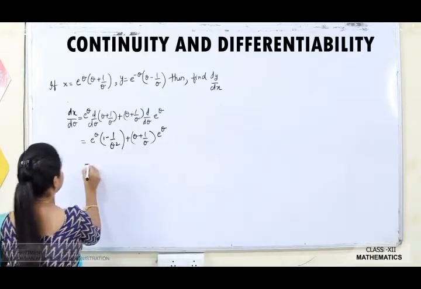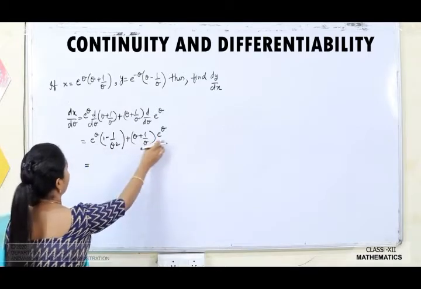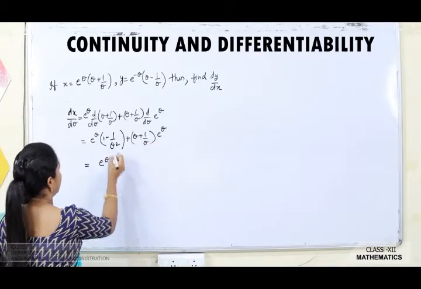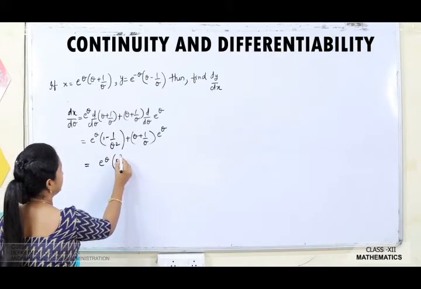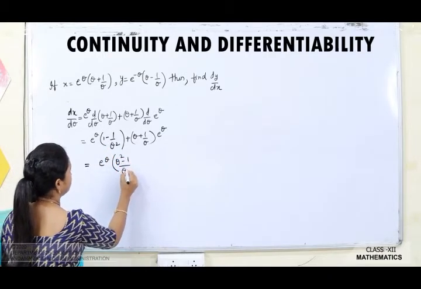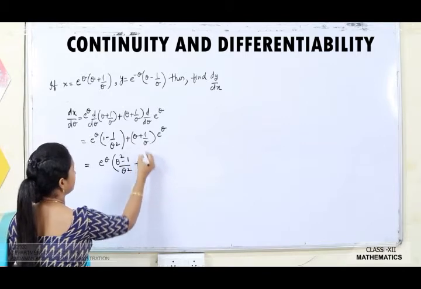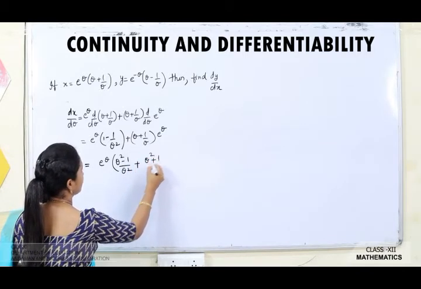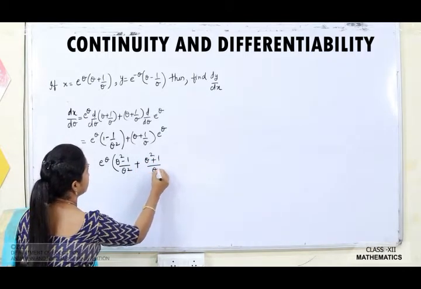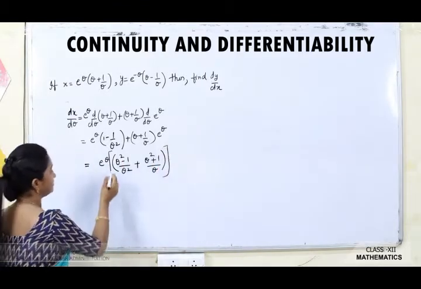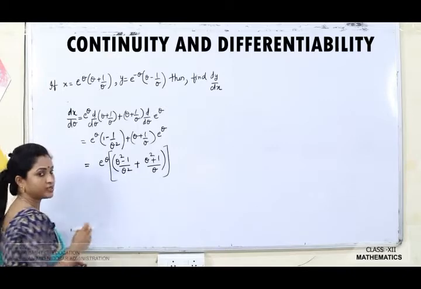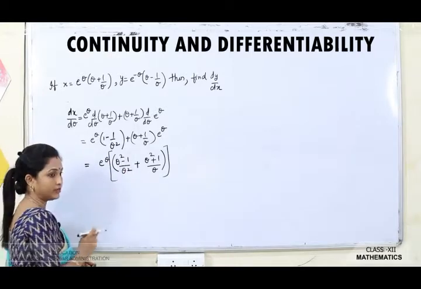Now, see here, you can take common e power theta and you can simplify here. When you simplify, cross multiply, theta square minus 1 by theta square plus here also theta square minus 1 by theta. Okay. So, you have taken e power theta common from these two terms.